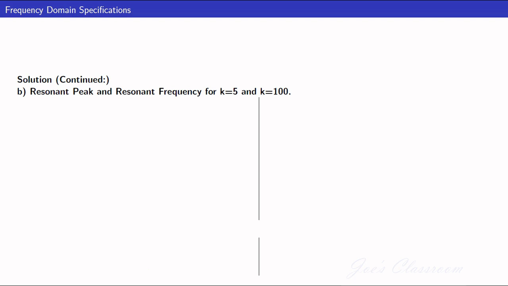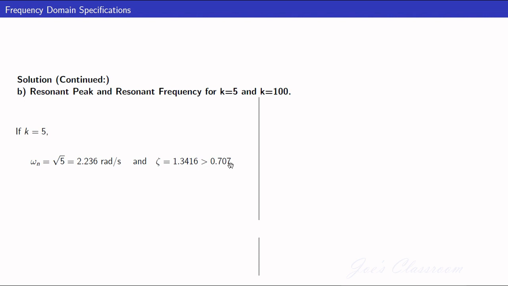For k is equal to 5 and 100, you need to find out the resonant peak and resonant frequency. When k was 5, we found the natural frequency of oscillation omega n as 2.236 radians per second and damping ratio as 1.3416. We did it already. If you look at this damping ratio, what we have is 1.3416. Obviously, this is greater than 0.707.